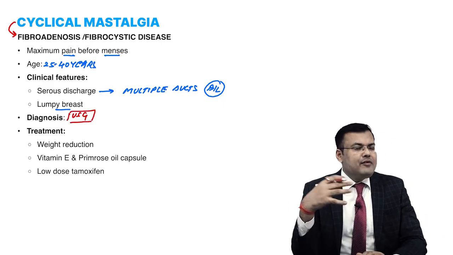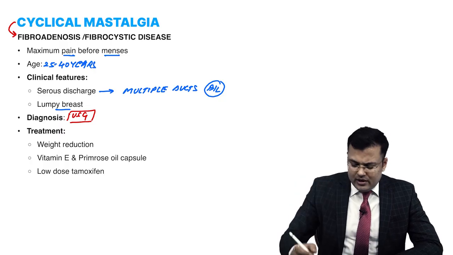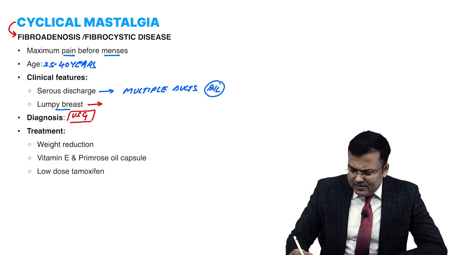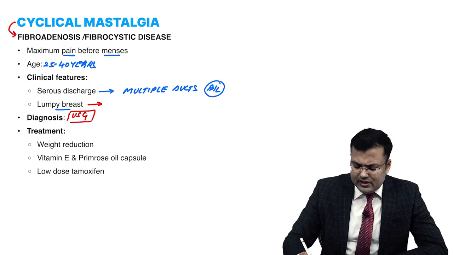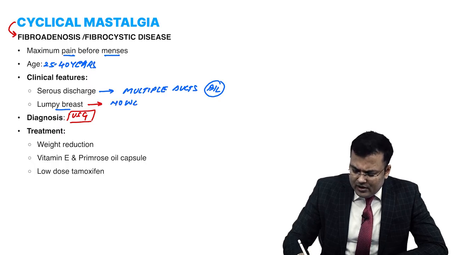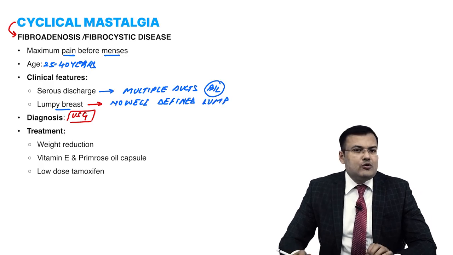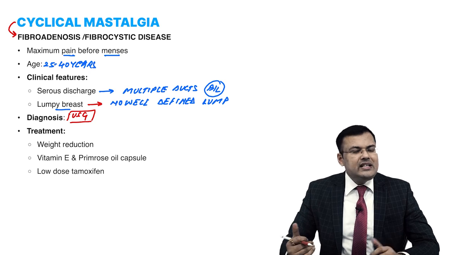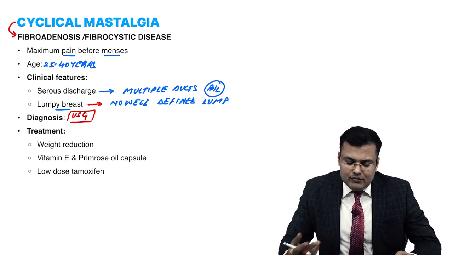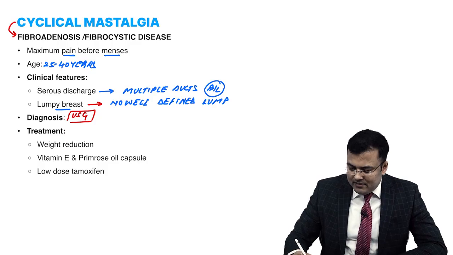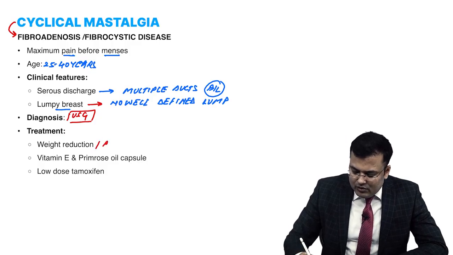Suppose the patient is complaining of lumpy breast, but if you perform the examination, there is no well-defined lump. Clear? Diagnosed by ultrasound. Treatment: these patients are actually obese also, so we ask them to reduce weight and do regular exercise.